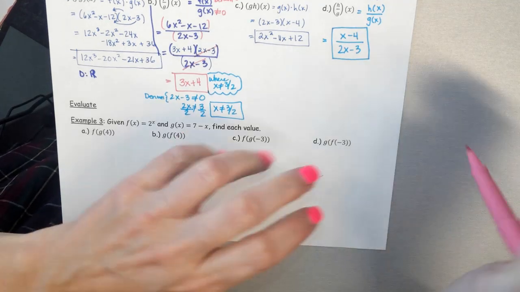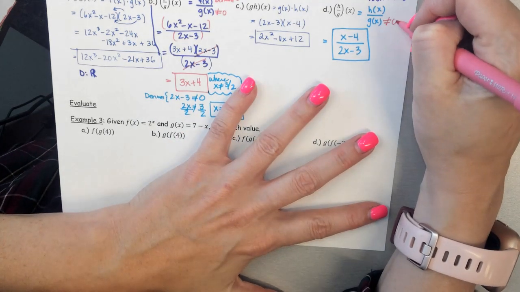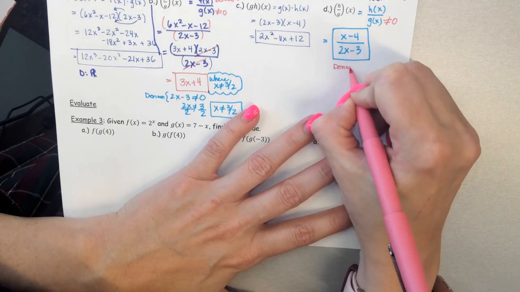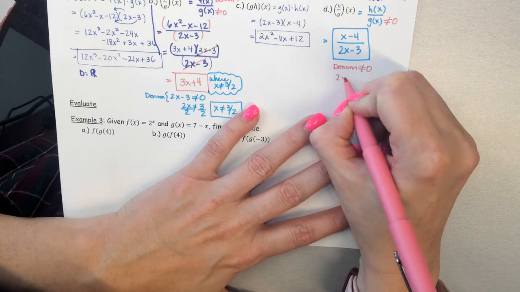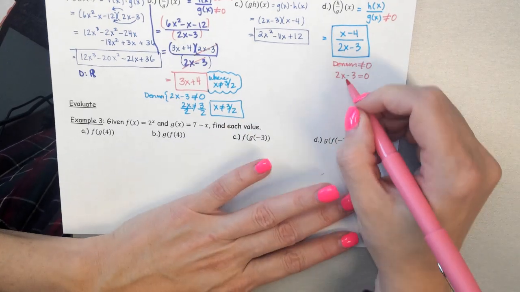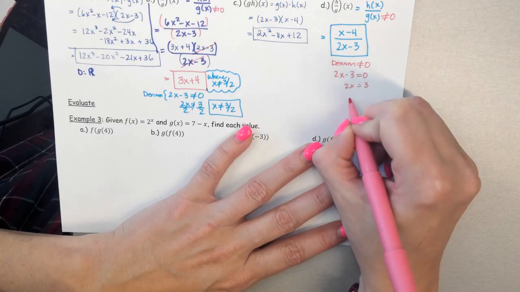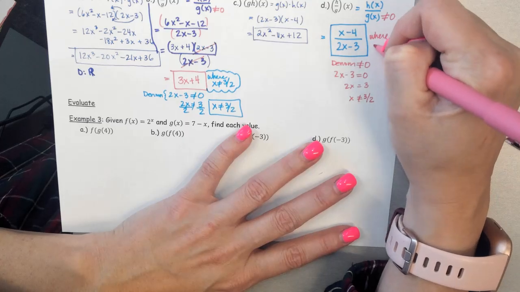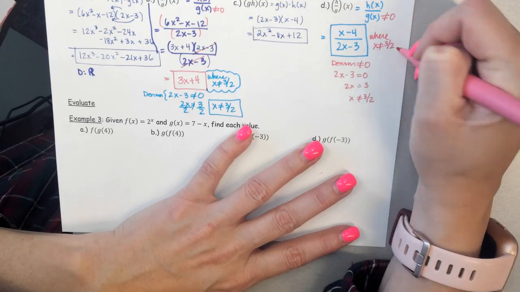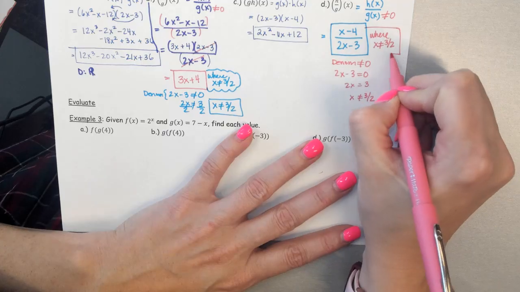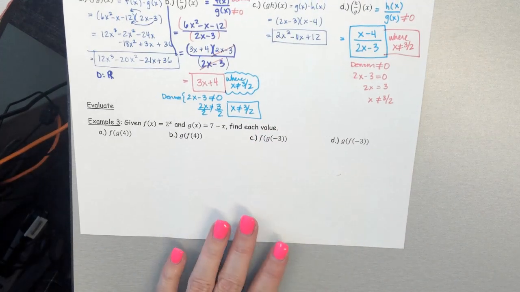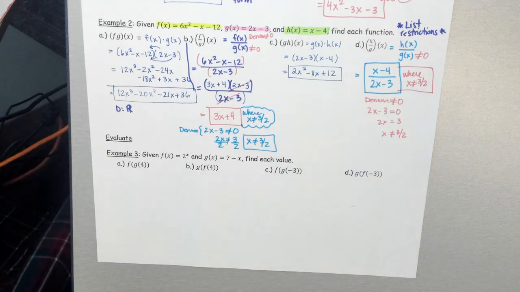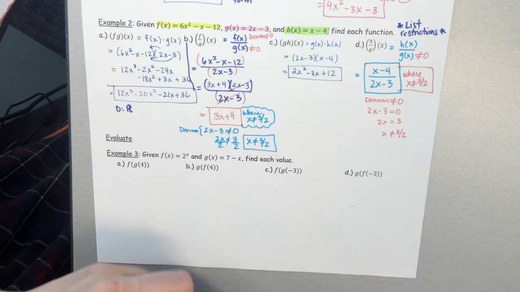Okay, and then we know that the restriction is that the denominator g of x cannot equal 0. So if the denominator cannot equal 0, we're going to set it equal to 0 and solve. We did the same thing last time, right? So x can't be 3 over 2. So you're just going to say where x cannot be 3 over 2. Okay, so the restrictions are only going to occur if you have a fraction.